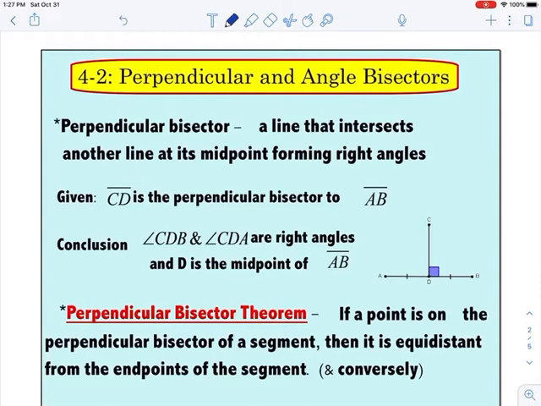So given that CD is the perpendicular bisector to AB, the conclusion would be that angle CDB and angle CDA are right angles, and that D is the midpoint of AB. So again, you can see that we have the two congruent pieces here, making that the midpoint. And again, that's denoted as your right angle, and also that is going to be your right angle.